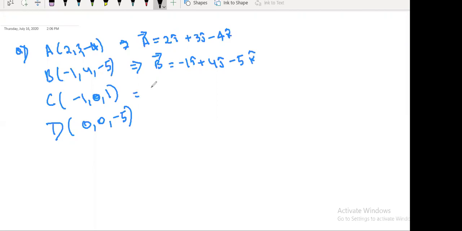Then C vector is your minus I cap. So इसको minus 1 I cap लिखो या just minus I cap लिखो, कोई दिक्कत नहीं है. Plus now 0 j cap is 0, तो तुम छोड़ सकते हो, कोई दिक्कत नहीं है. तो plus 1 k cap. Got it? Yes. ठीक है. Now D is your minus 5 k cap, right? Or you can write 5 minus k cap, दोनों सेम है, ठीक है.